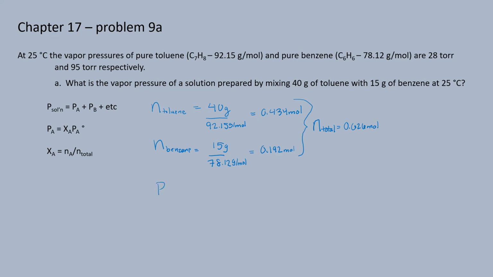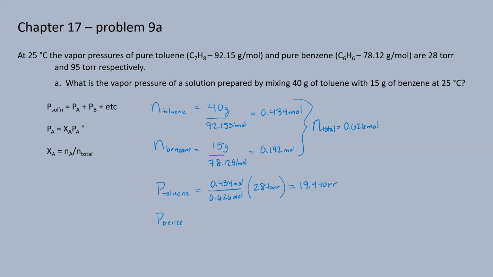Okay, so the pressure of the toluene is going to be its mole fraction, so 0.434 out of 0.626. And then its P naught was given to be 28 torr. When we multiply that through, we get 19.4 torr for toluene.